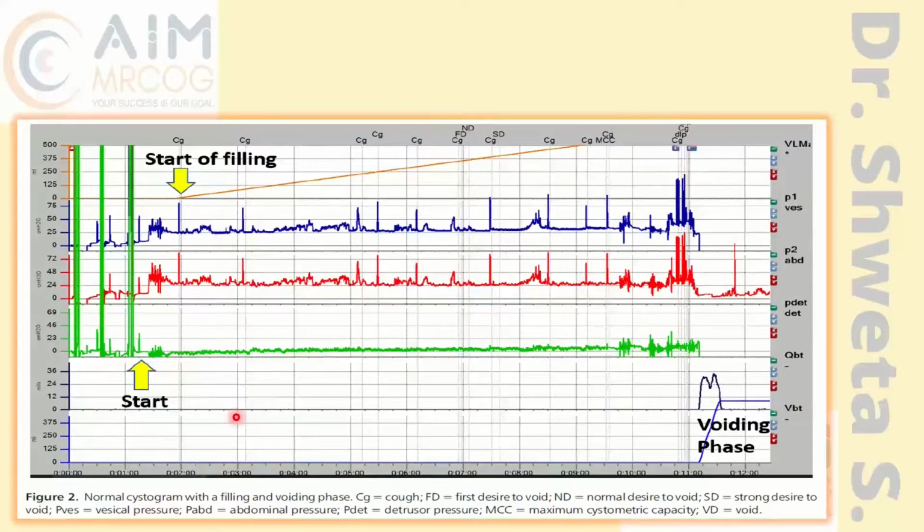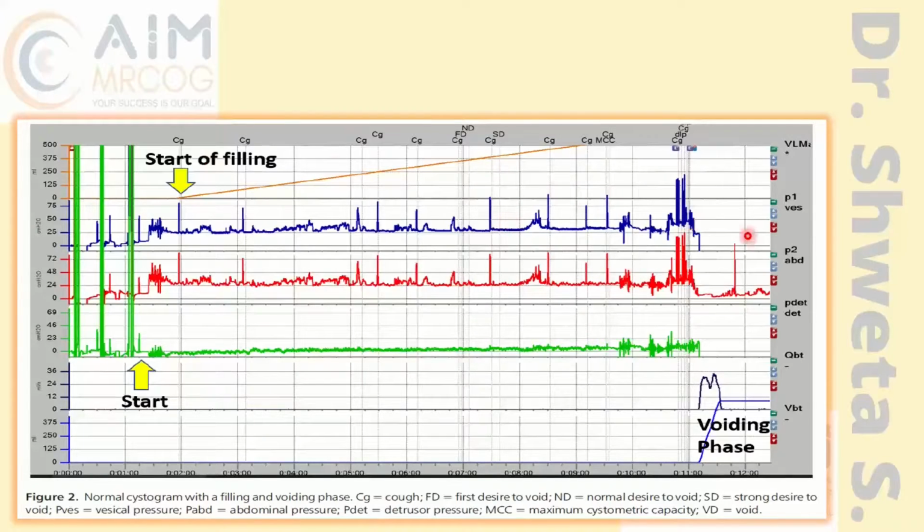In exam, they give you this. And believe me, nowadays the exam is online, so they can give you any chart. And sometimes by seeing it itself, you don't understand what to see, what not to see, because we don't know all this terminology. We don't know what the CG means. We don't know what FD, ND, SD mean. What is MCC? So it is very important for us to understand this.